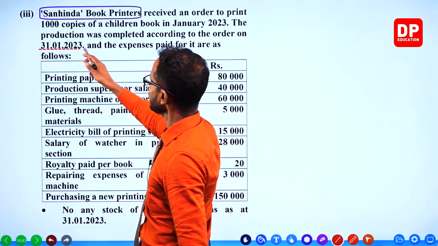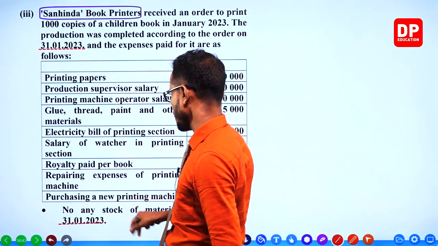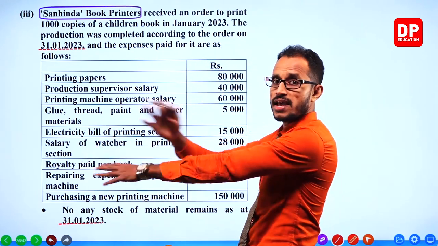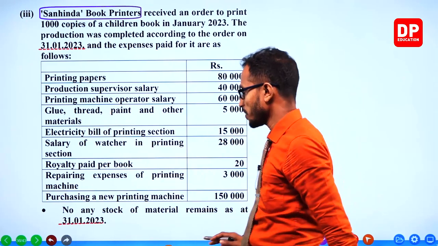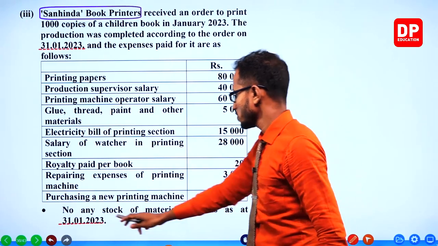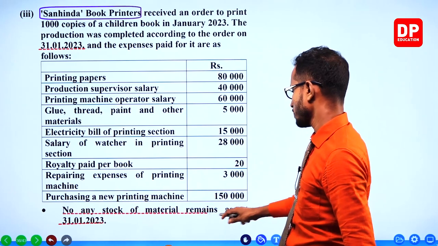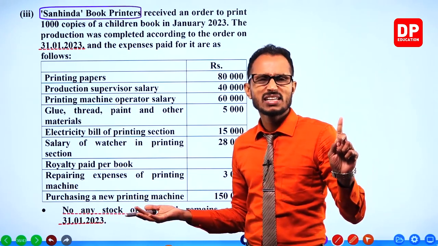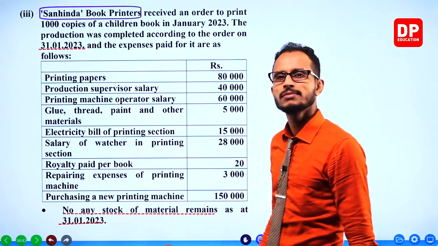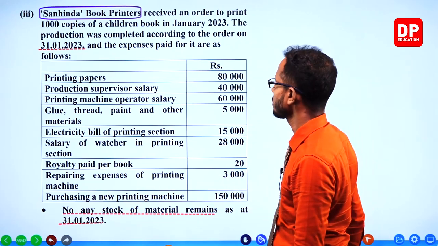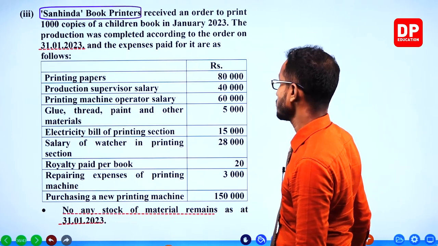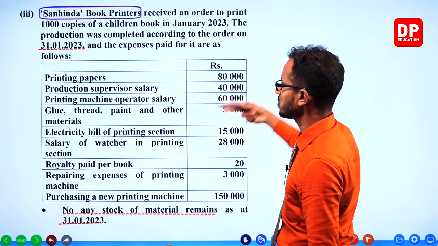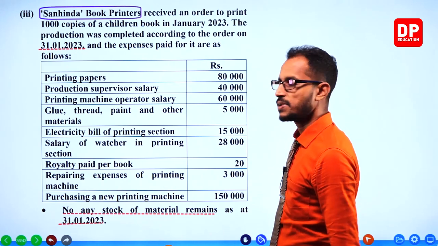This is the end of the month. No stock remaining, no closing stock remaining. So all the materials have been put to production, used in production and finished. Nothing left, which means no closing stock. That means you can take the entire printing papers cost as direct materials.